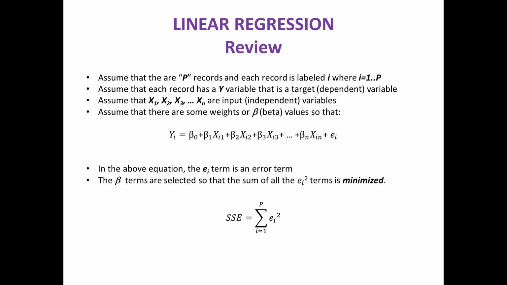If you don't have a mathematics background, this might look like a real scary looking formula for you, but it's not really all that difficult to understand. First thing you need to know is that we have some records. In the case before with the steam data, we had 25 records. So P was 25. Next, we had a Y value, and the Y value was the amount of steam that was used by the steam plants in a month.